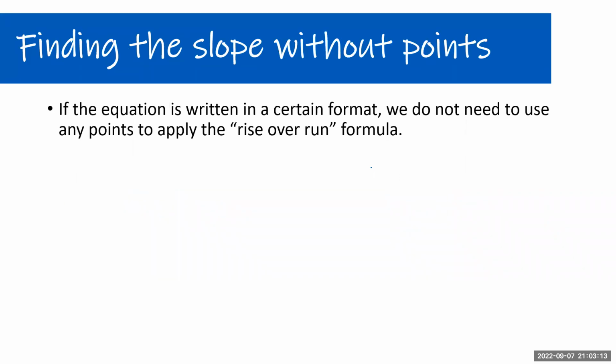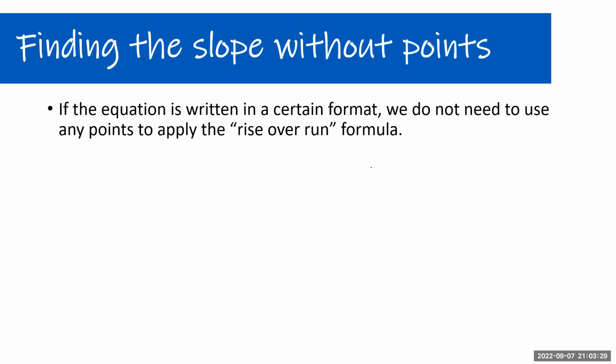Well, that's all fun and great, right? We give 2 points. It's fairly simple math. Be careful with your parentheses in your calculator and you'll be golden, right? But sometimes our equation gives us the slope without us even having to do that. And sometimes we just don't have points.